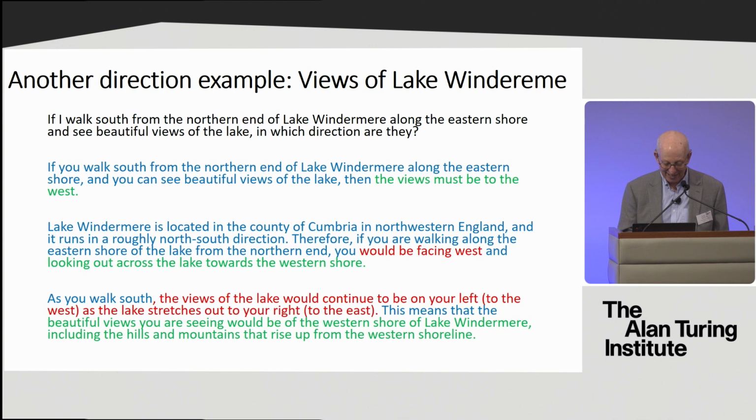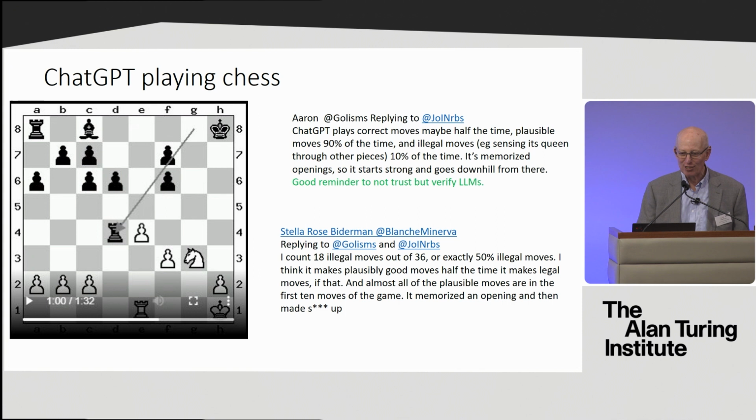I would never have thought of using ChatGPT to play chess, but there was a Twitter thread the other day. I got interrupted so many times in writing this talk by new bits of Twitter and various other bits of social media coming in. It's surprising it can do it at all, but it clearly doesn't do it very well. I count 18 illegal moves out of 36. It basically memorized an opening and then made stuff up.